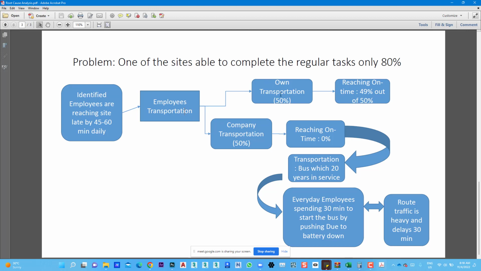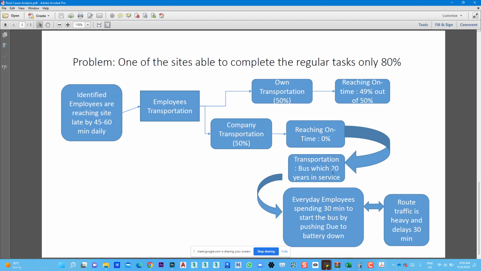So own transportation is used by 50%, and among those using own transportation, 49% are reaching on time. But company transportation is used by 50%, and among them all are reaching late. So he checked deeper into which type of transportation they are using, and they are using the 20-year-old bus.